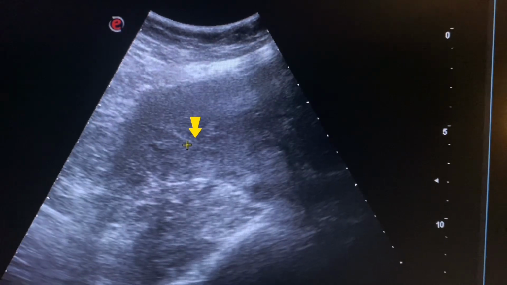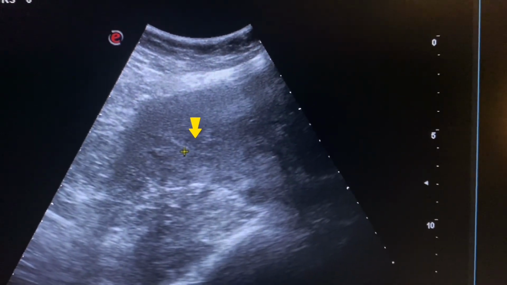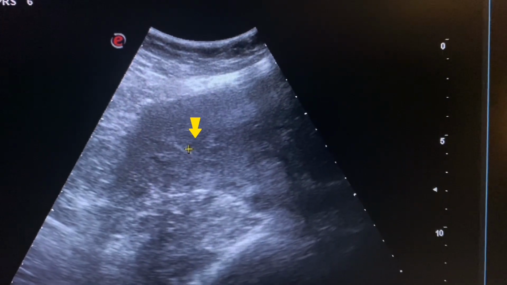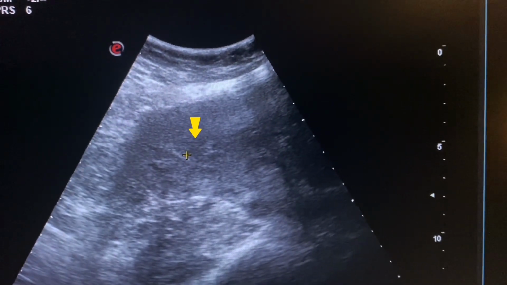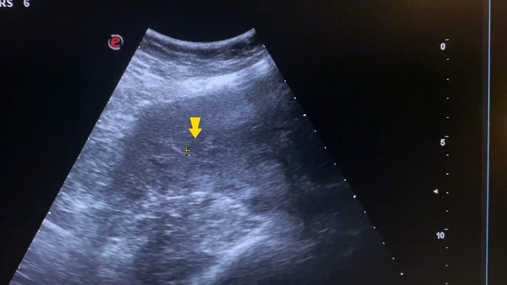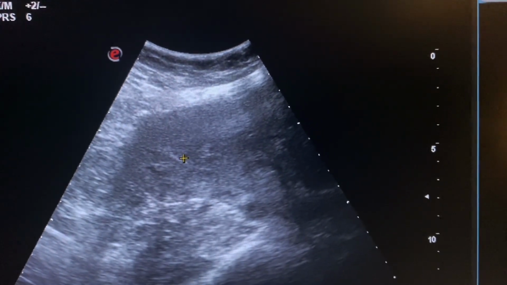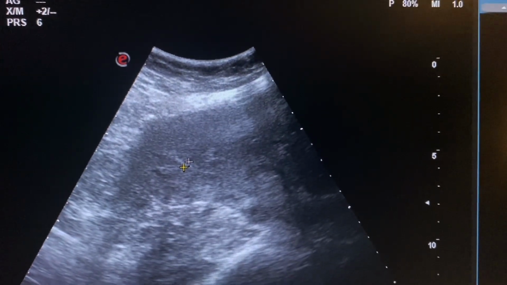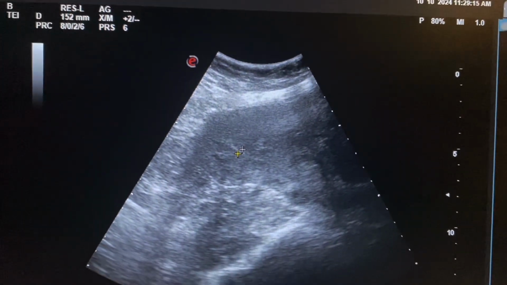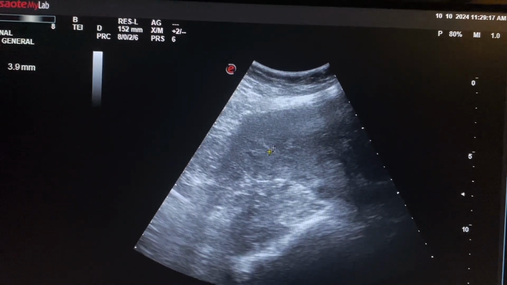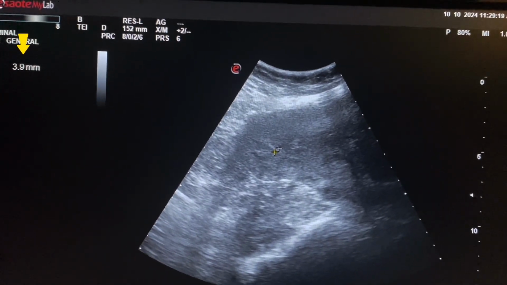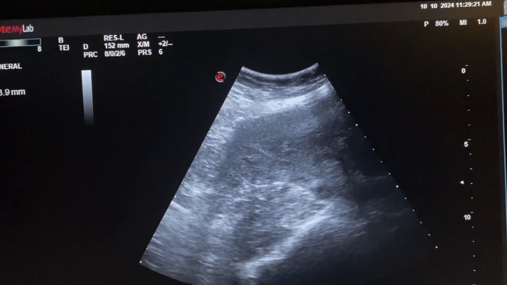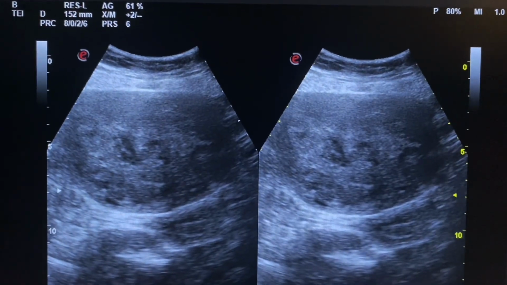Now we will measure the endometrium. The endometrium appears as a thin line, which is normal. The size of the endometrium is 3.9 millimeters, which is normal. The normal size of the endometrium is up to 12 millimeters.